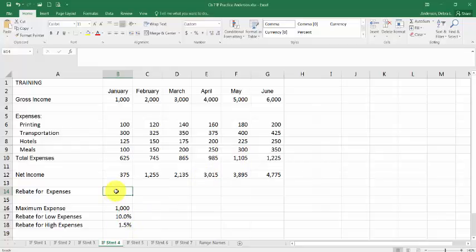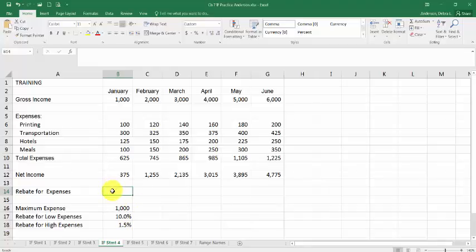So my formula is in rebate for expenses, and again it's going to be: is total expense at most 1,000, or up to 1,000, either way. If it is, you're going to get total expense times 10%. If it's not, you're going to get total expense times 1.5%. So again, write it out, follow the directions and the instructions. It's easier, I think, than just going into the if statement, but if you want to just go into the if statement, that's fine.